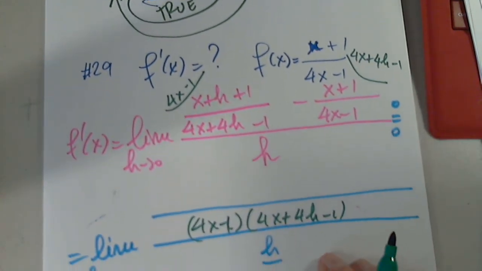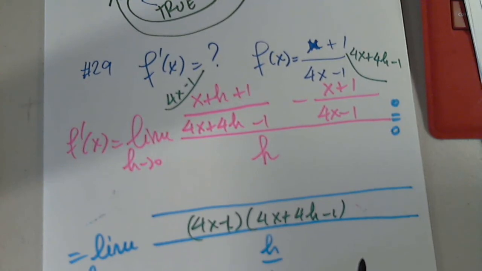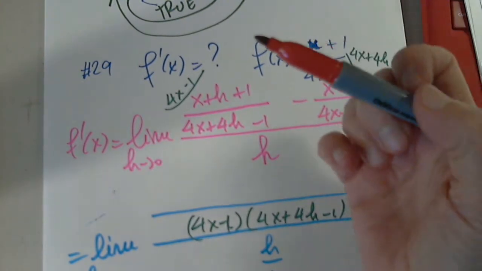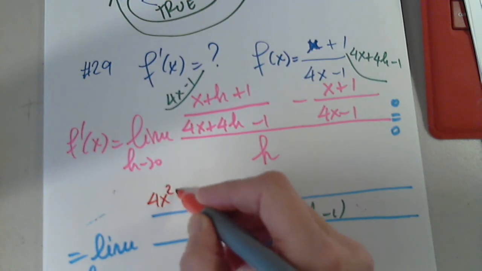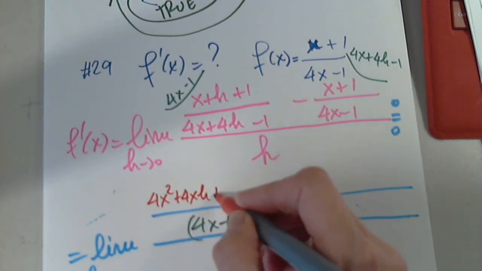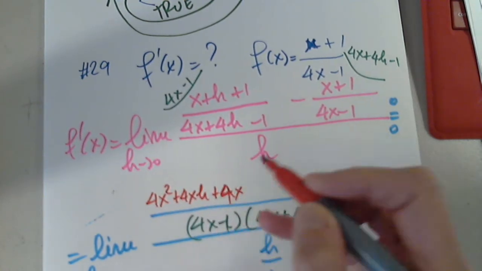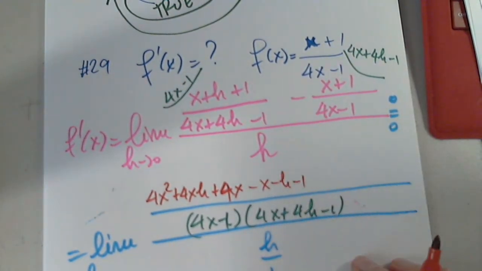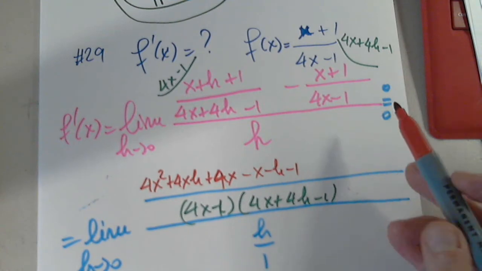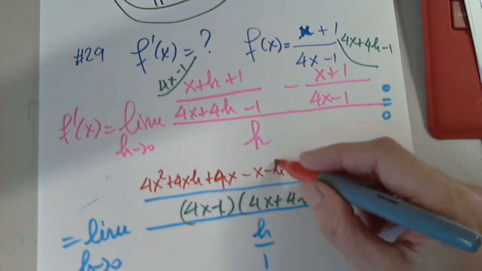In these problems, please watch me run out of room. I always do. My apologies. Get ready for that. So I distribute 4x to these two. 4x squared plus 4xh plus 4x. I distribute negative 1. Negative x minus h minus 1. Of course, I'm not going to have enough room, as you see.